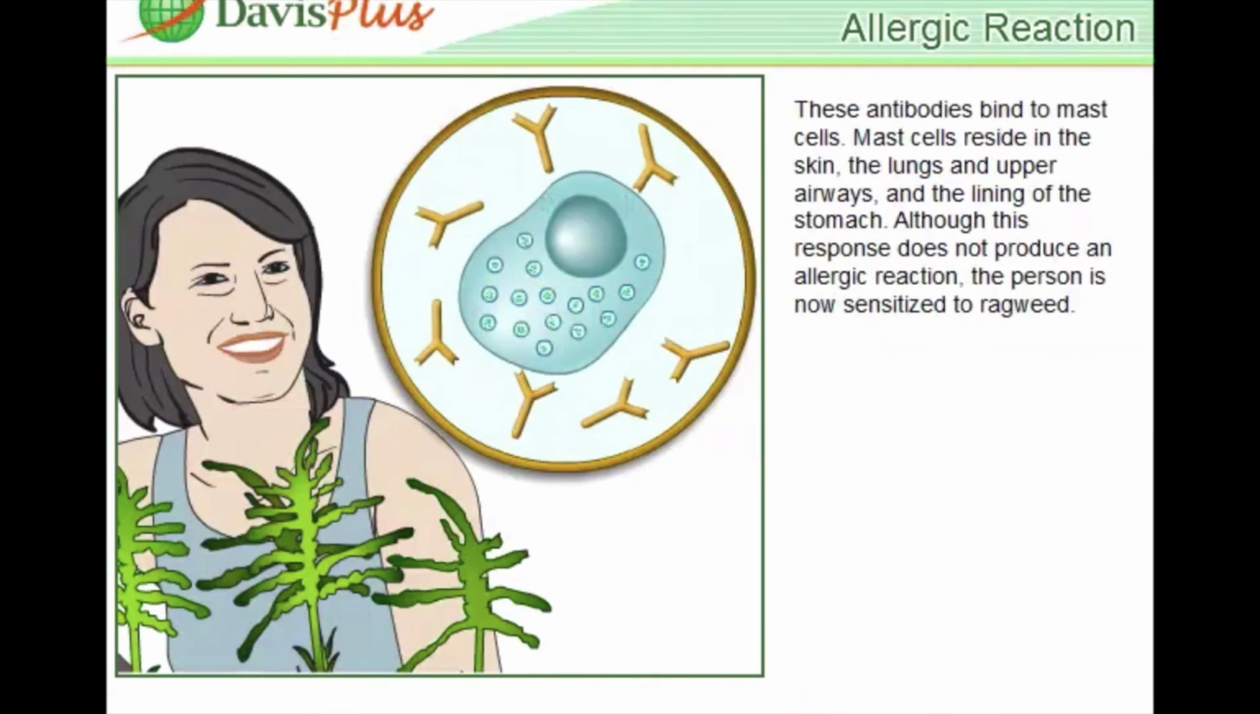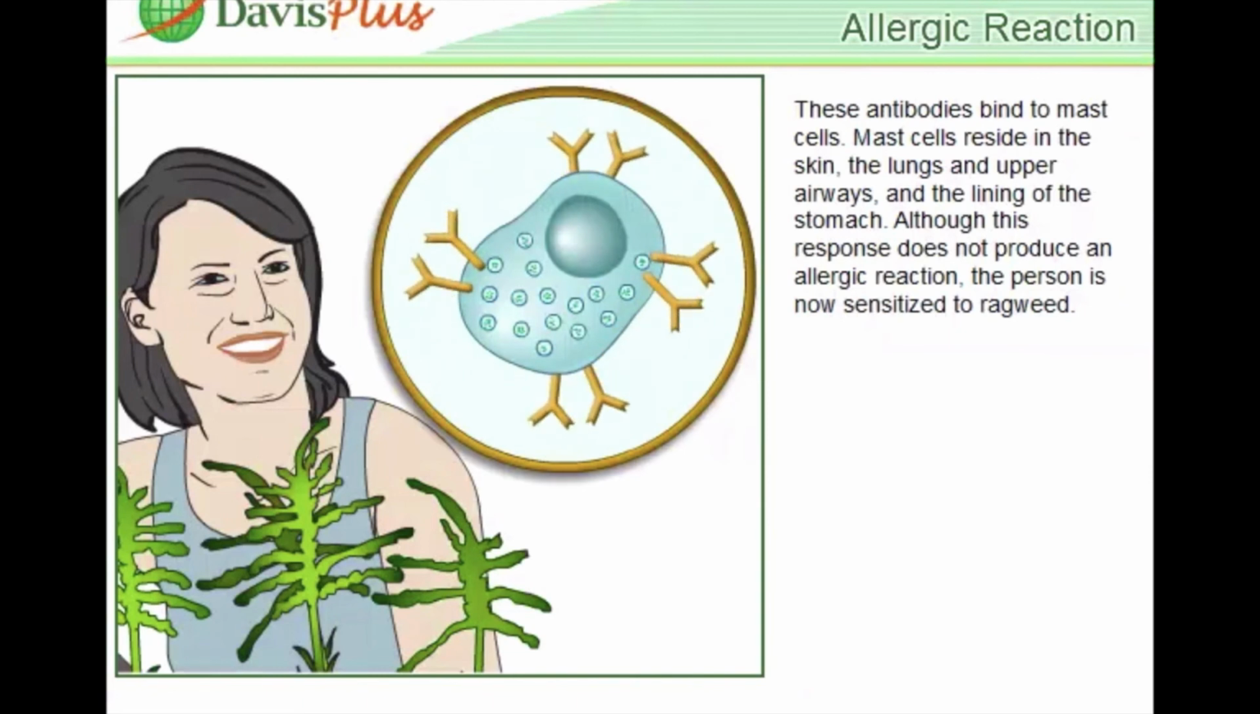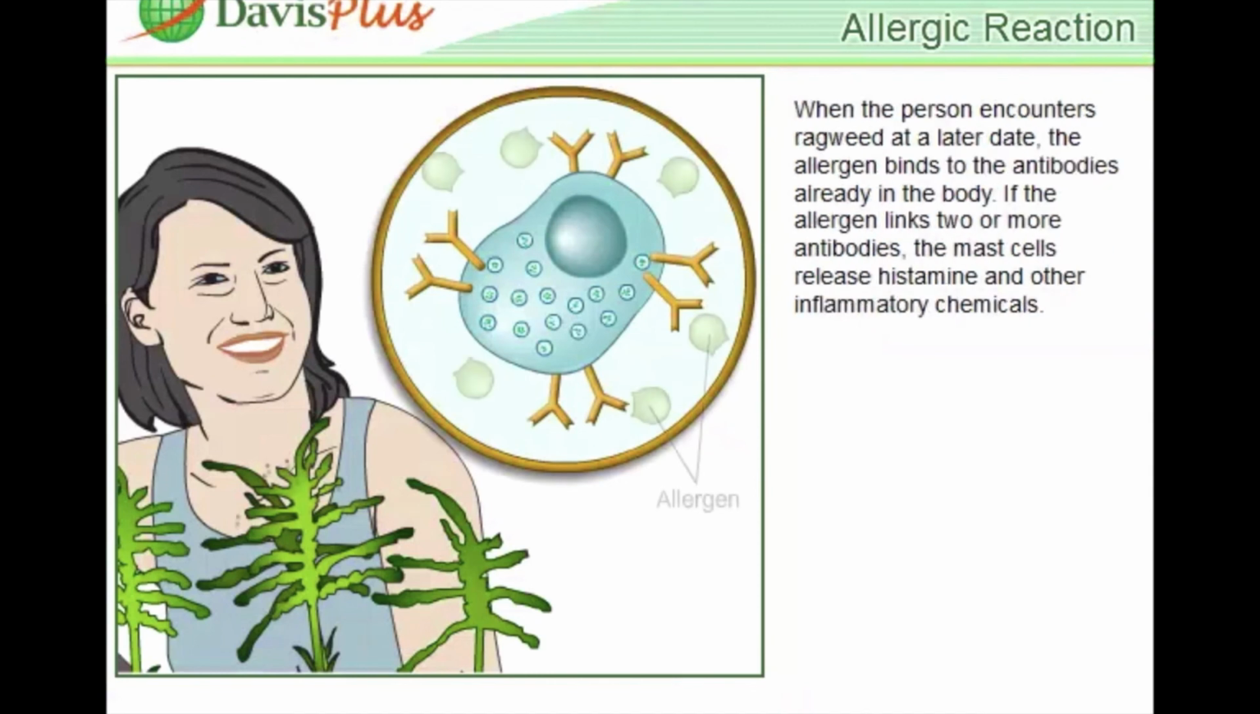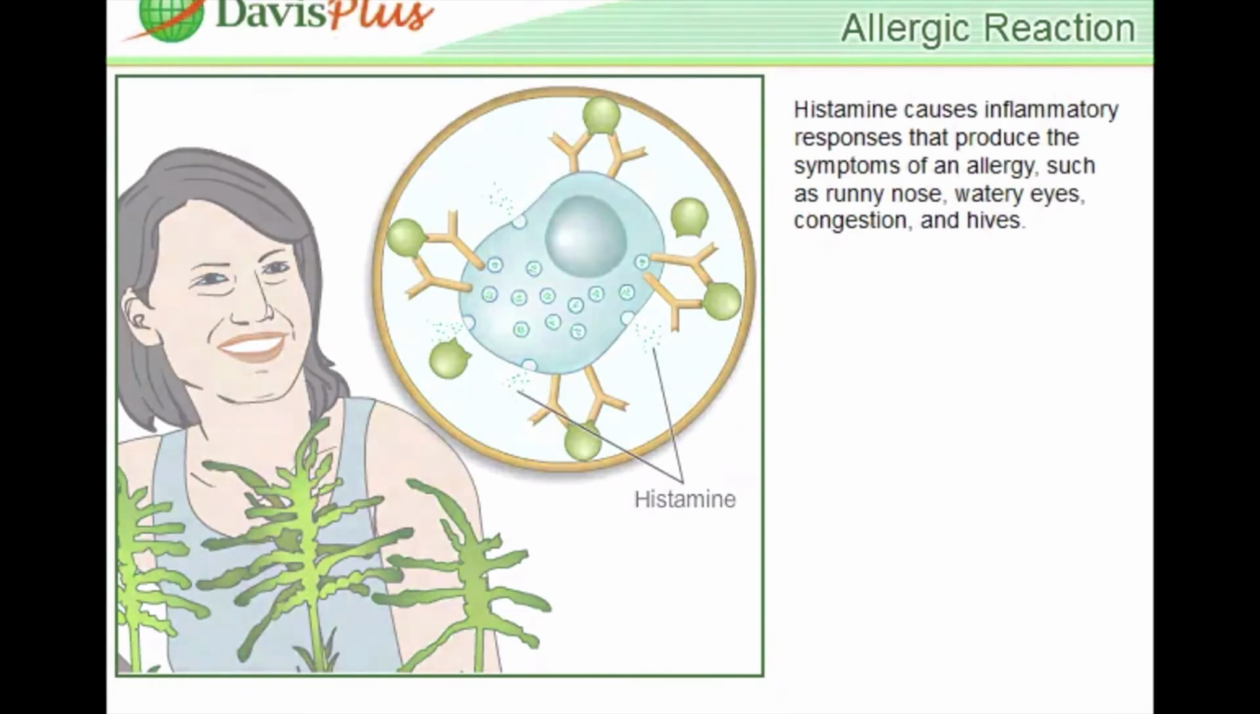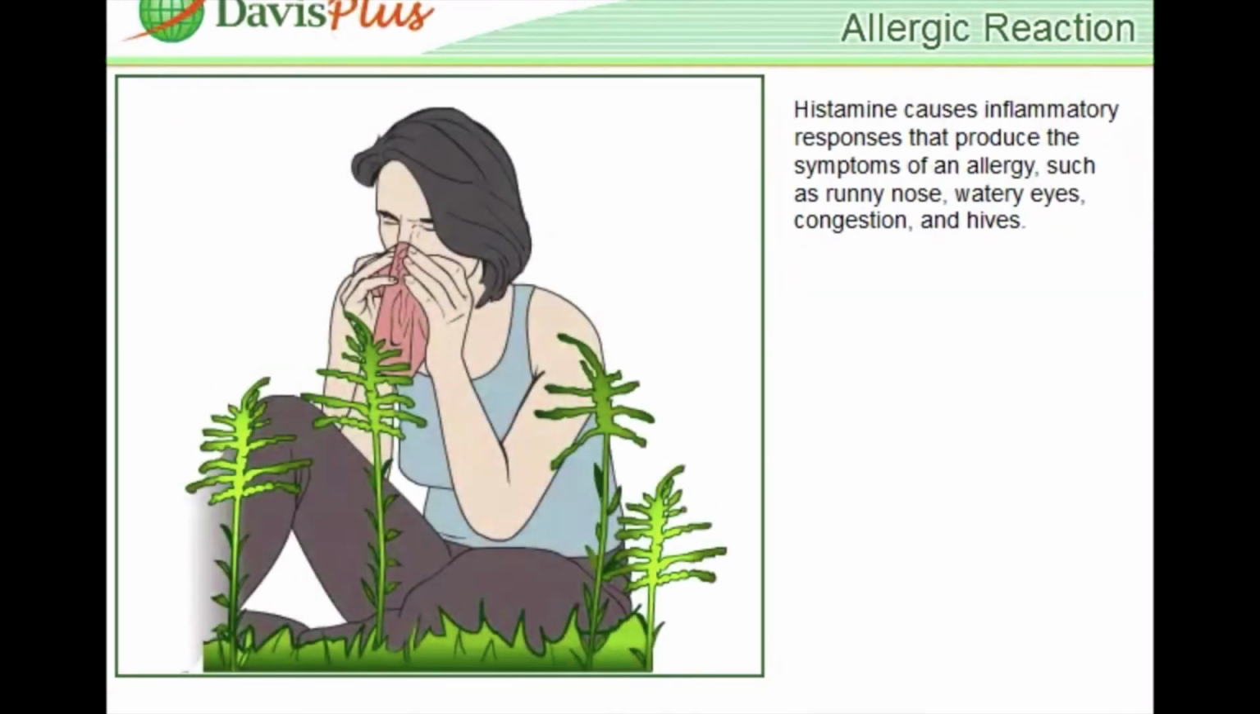Mast cells reside in the skin, the lungs and upper airways, and the lining of the stomach. Although this response does not produce an allergic reaction, the person is now sensitized to ragweed. When the person encounters ragweed at a later date, the allergen binds to the antibodies already in the body. If the allergen links two or more antibodies, the mast cells release histamine and other inflammatory chemicals. Histamine causes inflammatory responses that produce the symptoms of an allergy, such as runny nose, watery eyes, congestion, and hives.